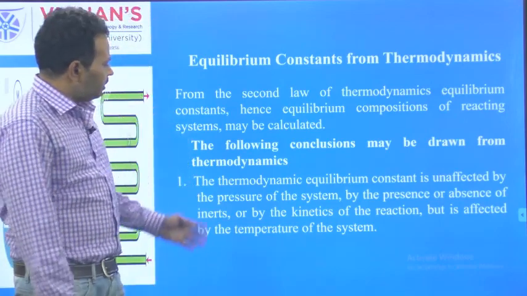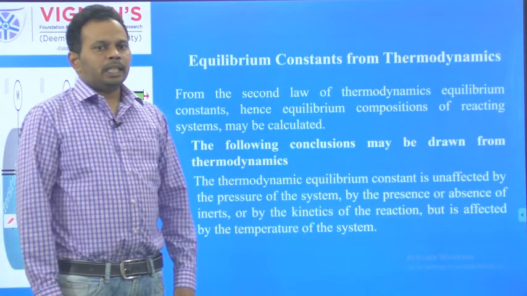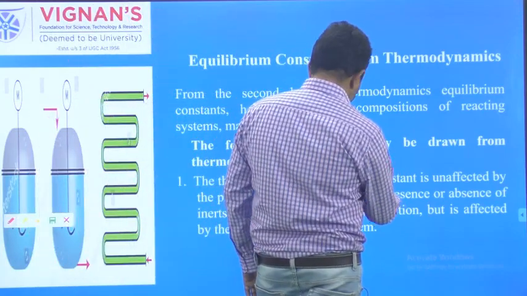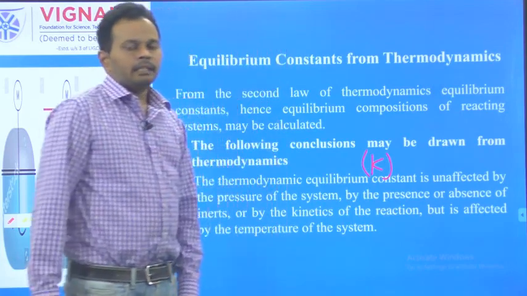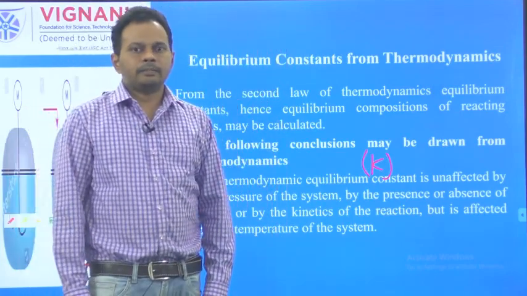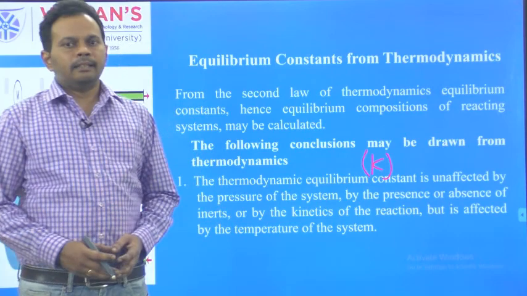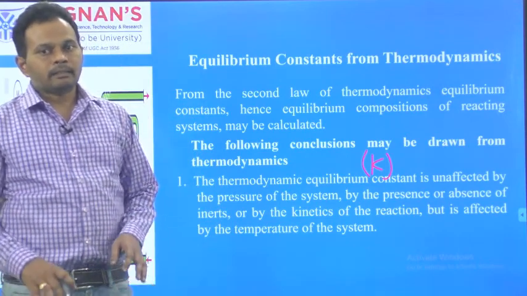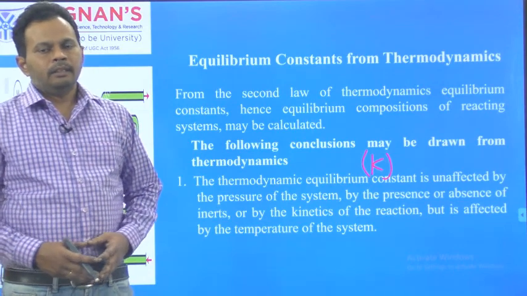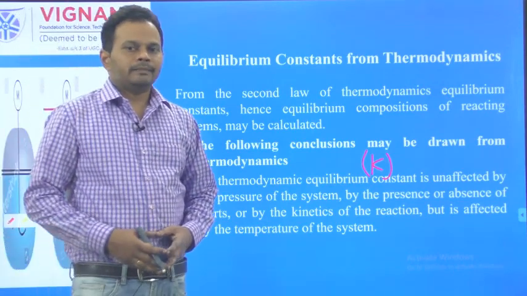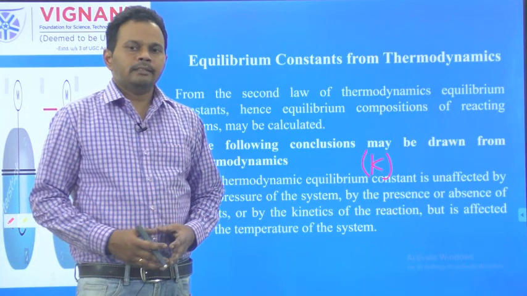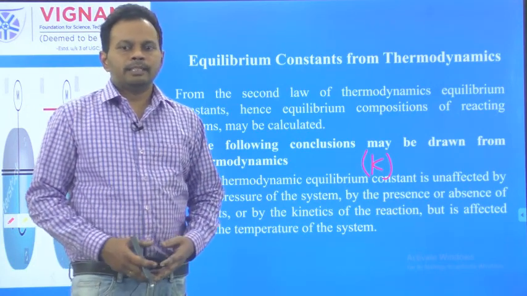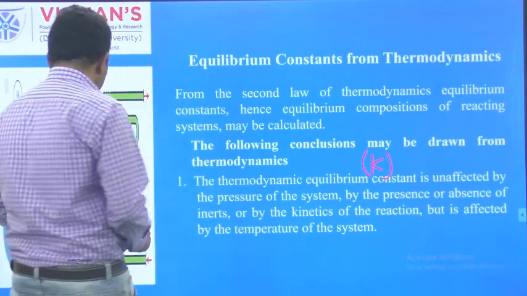The first conclusion says that the thermodynamic equilibrium constant, that is K, is unaffected by the pressure of the system. It is unaffected by the presence or absence of inerts, nor by catalysts. It is unaffected by the kinetics of the reaction, but it is strongly affected by the temperature of the system. When temperature changes, the equilibrium constant also changes for multiple reversible reactions. This is the first conclusion.